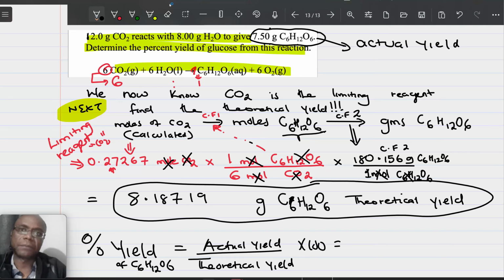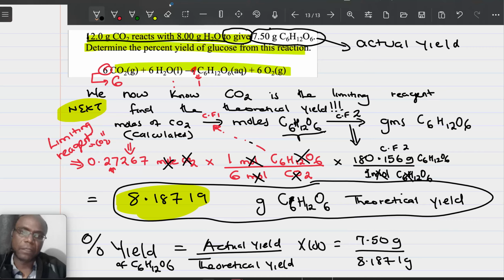How do I know that? Because the question tells me. It tells me 12 grams of CO2 reacts with 8 grams of water to yield 7.5 grams of glucose. So I'll take the 7.5 and put it here. The theoretical yield, we have already calculated here, and it's 8.1871 grams. We multiply by 100.